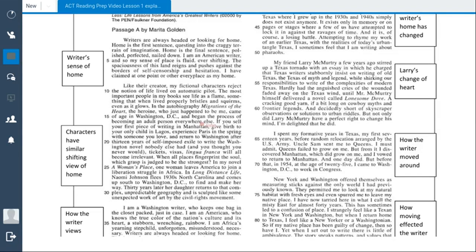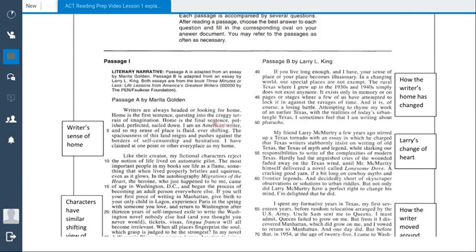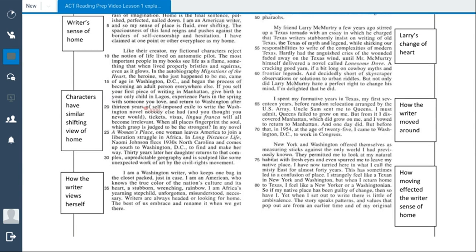So I'm going to give you a chance to read the first paragraph, so pause the video, and then I want you to write less than 7 words about that paragraph. Okay, so after you read the first paragraph, it tells about the writer's sense of home. Try reading the second paragraph, pause the video, and then try to write a passage map for the second paragraph.